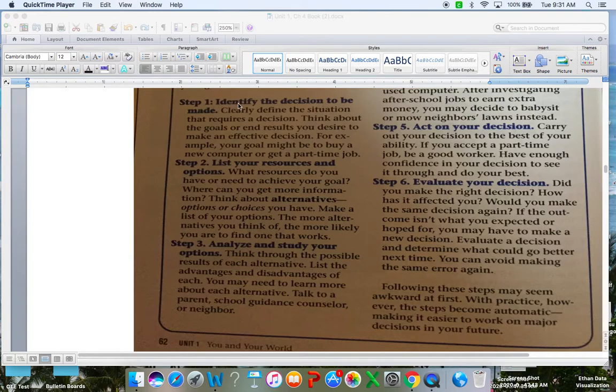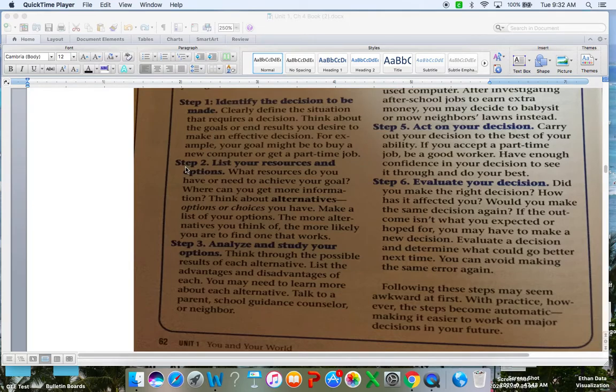I want you to write down step number 1, identify the decision to be made, and I want you to underline the word identify. That is the key word in this statement. Clearly define the situation that requires a decision. So first you got to know, all right, well, what decision do I need to even make? So identify that. Think about the goals and end results you desire to make an effective decision. For example, your goal might be to buy a new computer or get a part-time job. Okay, so that would be identifying the decision that needs to be made, step 1.